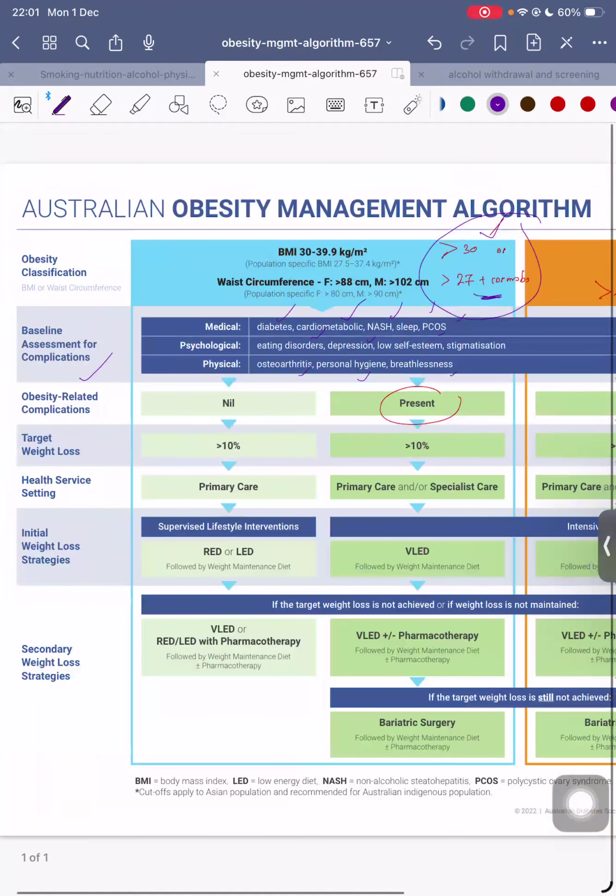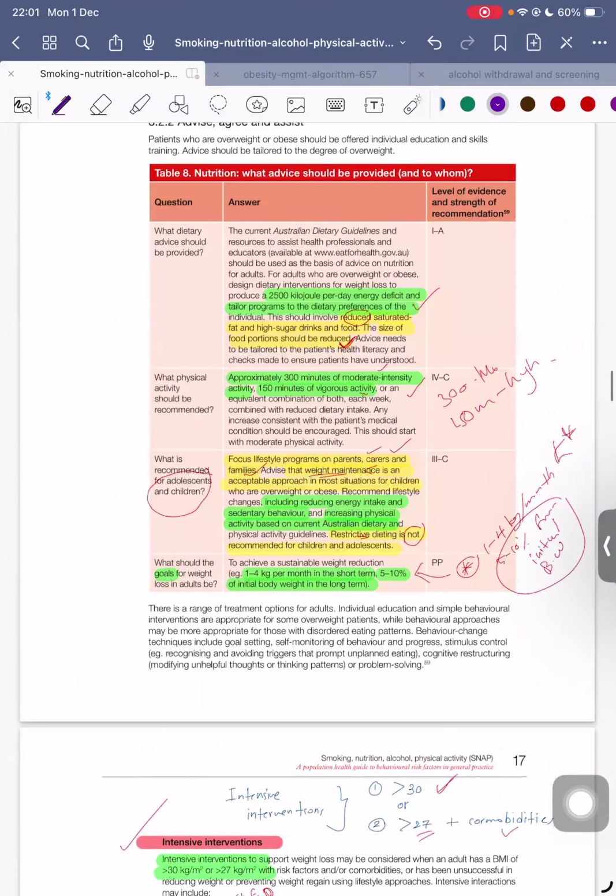Actually, they are given like with comorbidities. If the patient presents with obesity related complications here, anyway, weight loss both without complications or with complications, I already told, the target weight loss is 1 to 4 kilogram per month. Or what about the other one? I will check again. I think it is 5 to 10% from the initial body weight. Yeah, initial body weight.